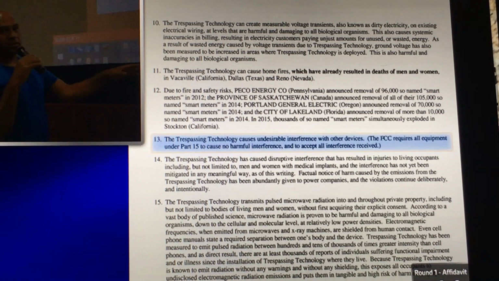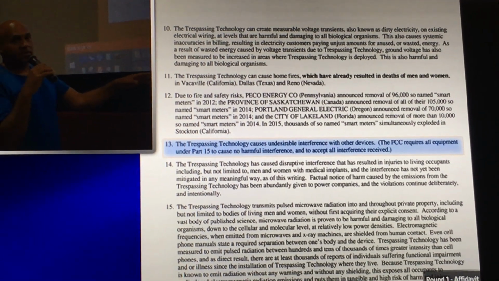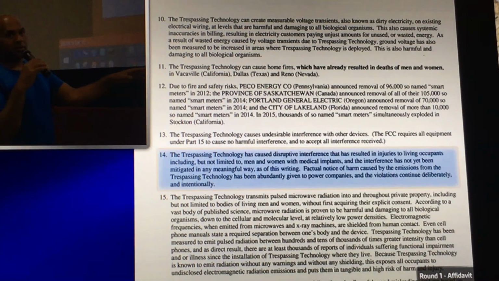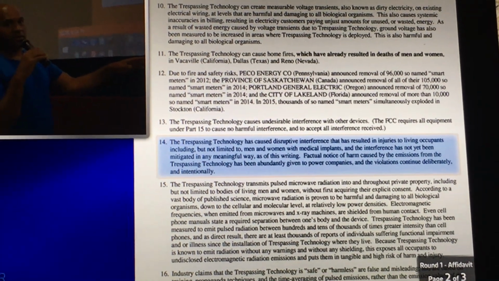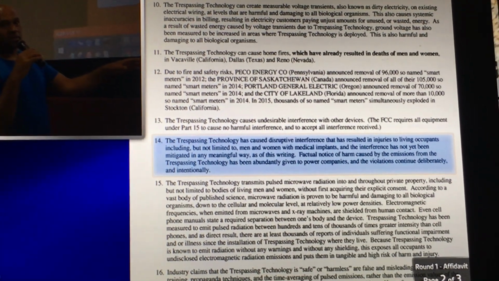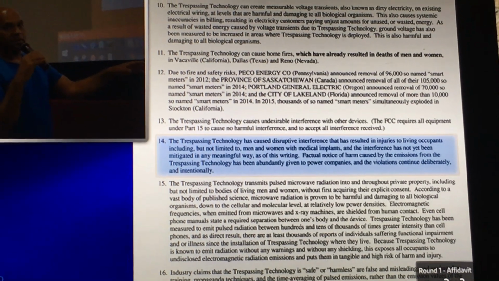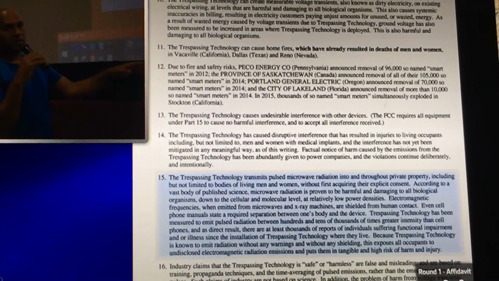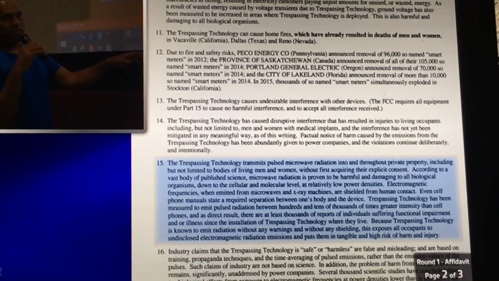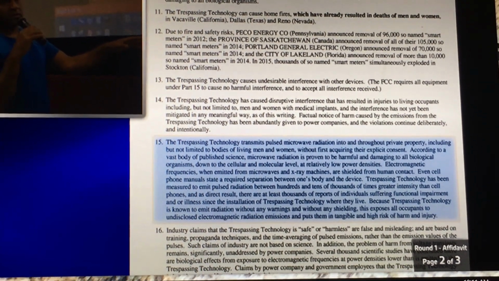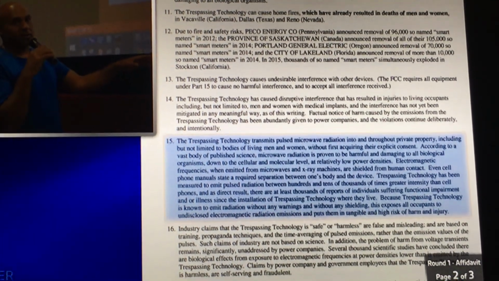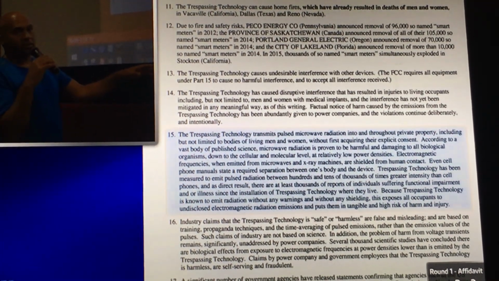Point 13 speaks of the radio interference caused by this technology, which is against FCC code. Point 14 says that this interference has been shown to specifically include medical devices, and that utilities have failed to disclose or responsibly act upon these facts. Point 15 outlines the harm from pulsed microwave radiation, the pulses of which have been measured between hundreds and tens of thousands of times stronger than a cell phone.